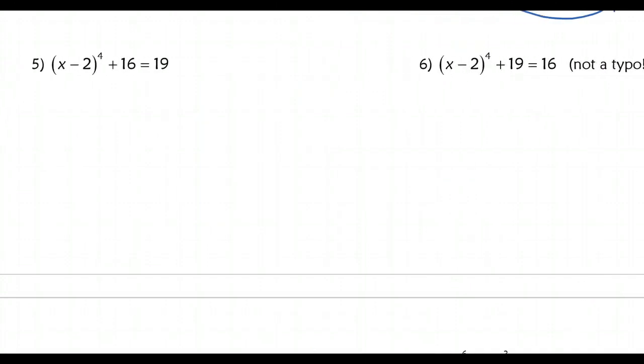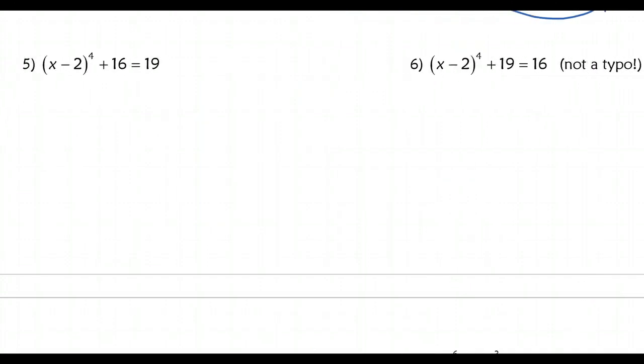Alright, let's go to problem 5 here. So in problem 5, I don't need to expand this at all. Don't waste your time doing that. Just isolate this expression here. So I would move over that 16. And now I'm going to take the fourth root of both sides. So I have x minus 2 equaling the fourth root of 3.